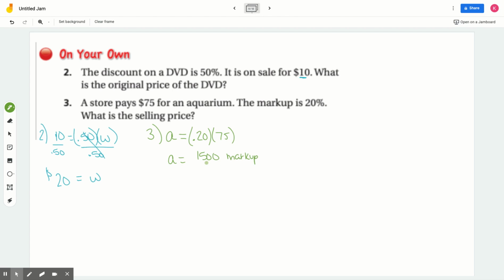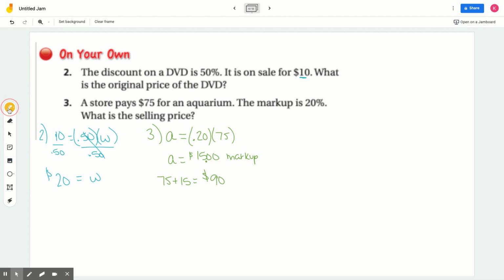So if this is the markup, $15, we have to add that to our original because it's going up, so we're adding. So 75 plus 15 would equal $90 to buy the aquarium.